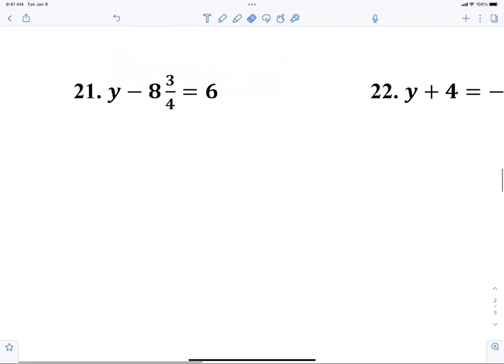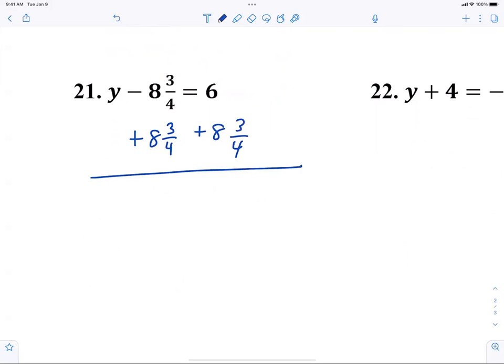Let's try 21. All right, now, for whatever reason, this was a tricky topic. But tell me what I'm going to do for this one. Let's see, Lila. It's subtraction. Right, so you would add, that's right. So I'm going to add 8 3/4. Going to add 8 3/4.